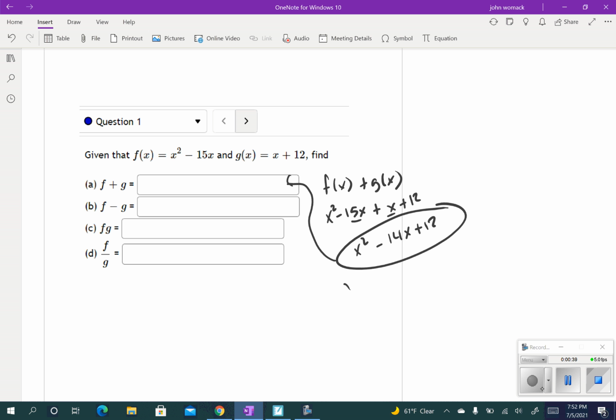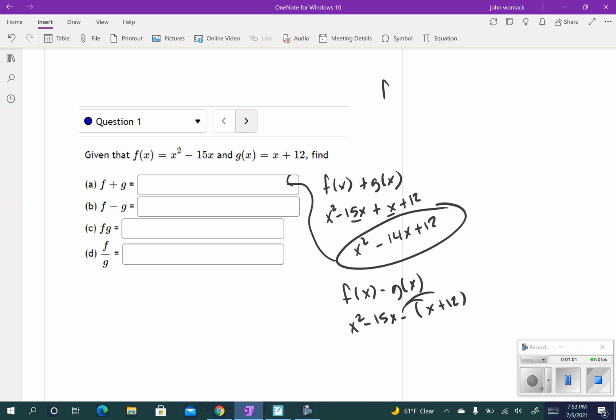Be careful with subtraction, like I talked about in the assignment. That's taking x squared minus 15x minus, make sure you put the g of x in parentheses, and the minus carries through to everything in g of x. F times. Now on here, it doesn't say we have to simplify.